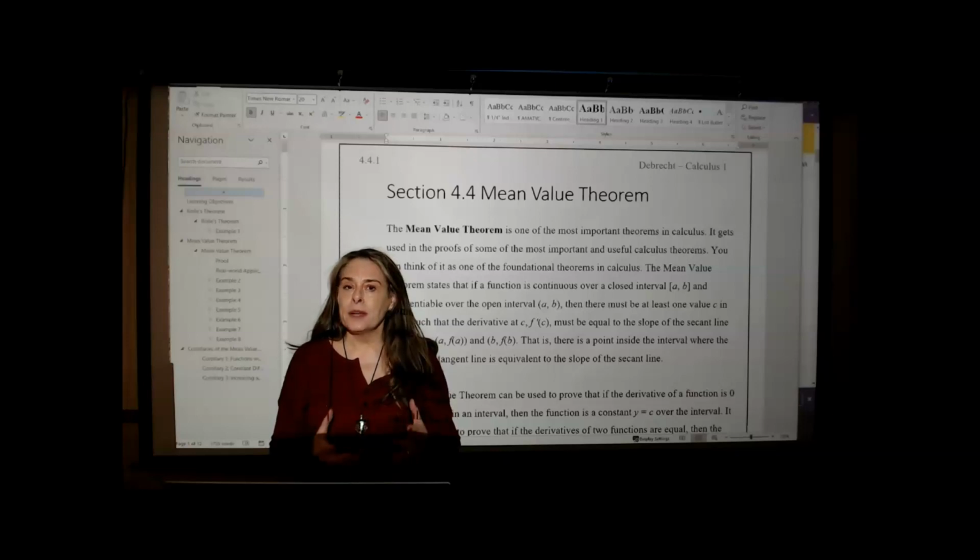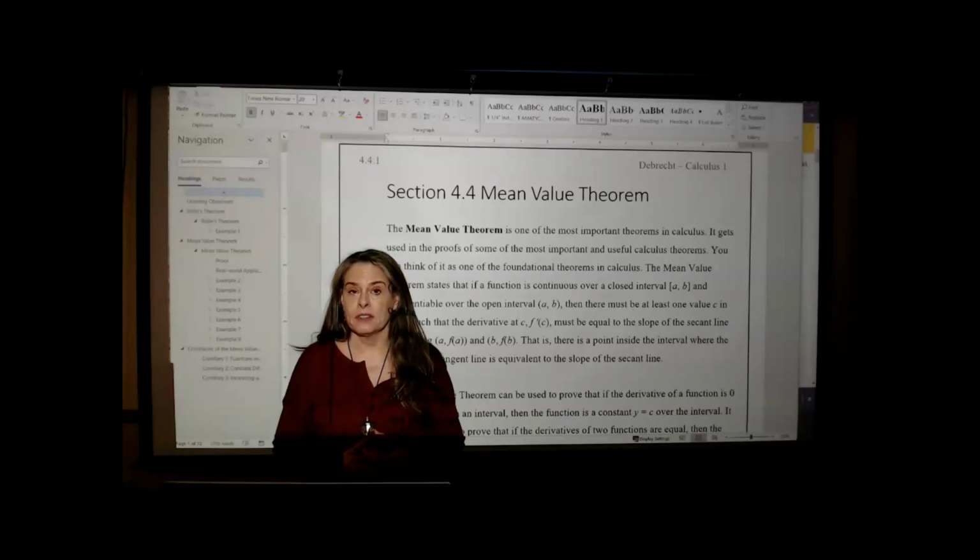Well, there are many applications that use the mean value theorem directly, but it is also used in the proof of the most major theorems in calculus. Without the mean value theorem, we wouldn't get to the fundamental theorem of calculus. So the mean value theorem is important not just in its own right, but because it is a foundational theorem on which many other important results are built.